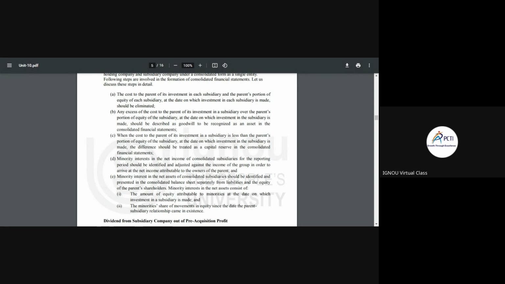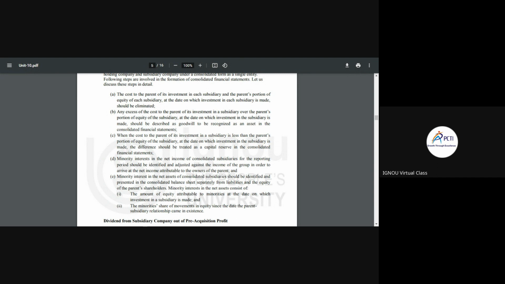Our next point is that minority interest in the net assets of the consolidated subsidiary should be identified first, and then presented in the consolidated balance sheet separately from liabilities and the equity of the parent shareholders. So minority interest on the asset side consists of the following items.